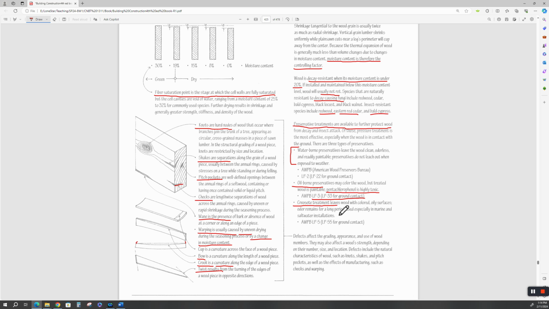Creosote. Railroad ties are creosoted. Wood railroad ties. It's that black oily surface. The odor remains for a long period. It's used especially in marine and saltwater installations and transmission poles. All right, your electric poles are the black ones. They're creosoted. A lot of utility companies are switching over to non-wood poles or regular CCA salt, waterborne preservatives.